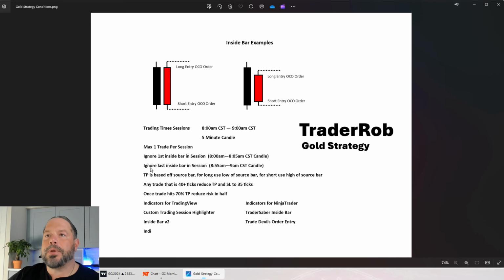You would also ignore the last inside bar in the session. So the one at 8:55 a.m. that closes at 9 a.m., you are going to ignore that inside bar. The reason for that is that if you were to get into a trade, which would have to be after 9 a.m., that is past my trading window, and I'm not looking to get into a trade. In gold, you will probably see a trade setup happen 85% of the days.